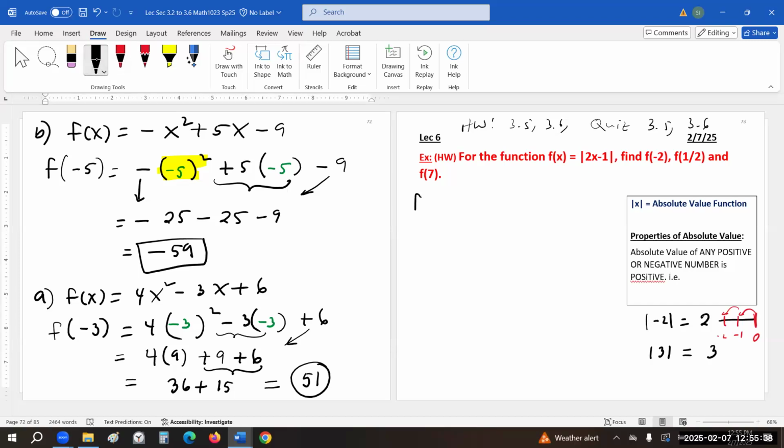So we have f of x is absolute value of 2x minus 1. And they want us to replace x with 3 numbers and tell them what numbers we get back for the y. So the first one is f of -2. It means we replace x, inside the absolute value, with -2.